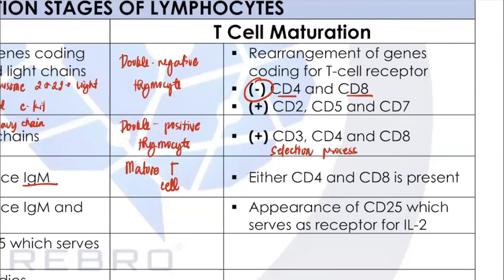Okay? And again, pag meron ng CD25, yan yung tinatawag natin na activated lymphocyte, no? So activated T cell, no, in this case. Kasi again, yung CD25, it serves as a receptor for interleukin 2. Okay? So yan po, no, yung mga stages, no, for T cell maturation.